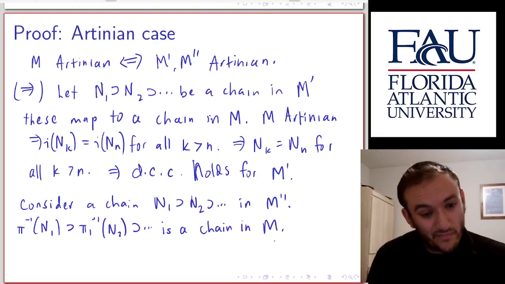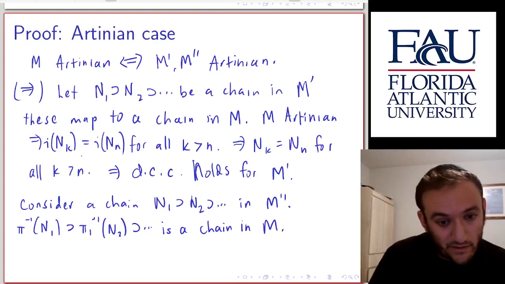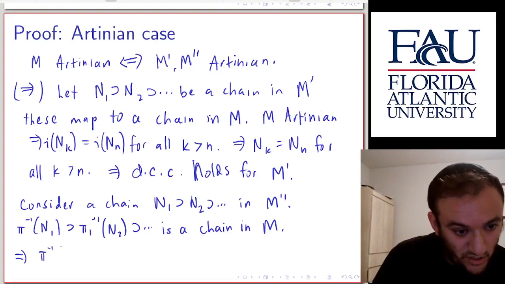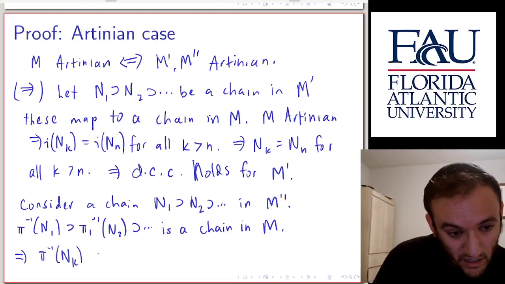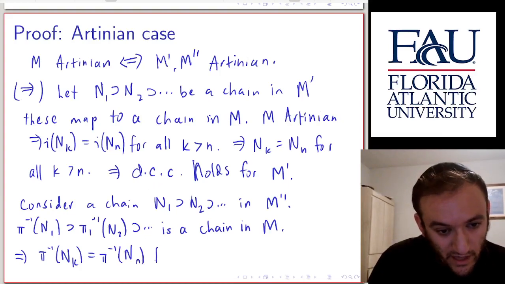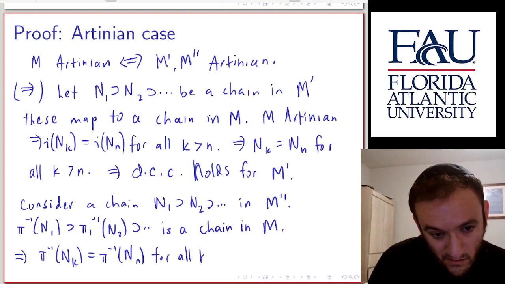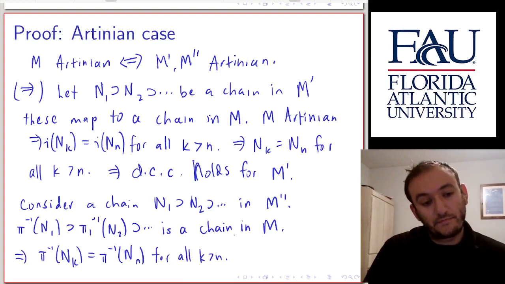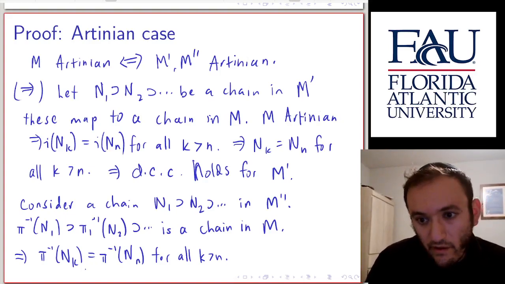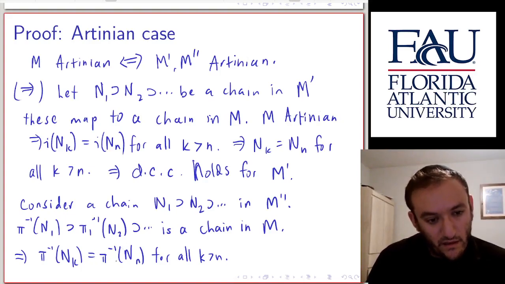Okay. So obviously this is stationary because M is Artinian. This implies that eventually the preimage of n_k is equal to the preimage of n_n, obviously for different k and n, for all k greater than n. But at this point, it's a little trickier, because we don't have injectivity of pi.